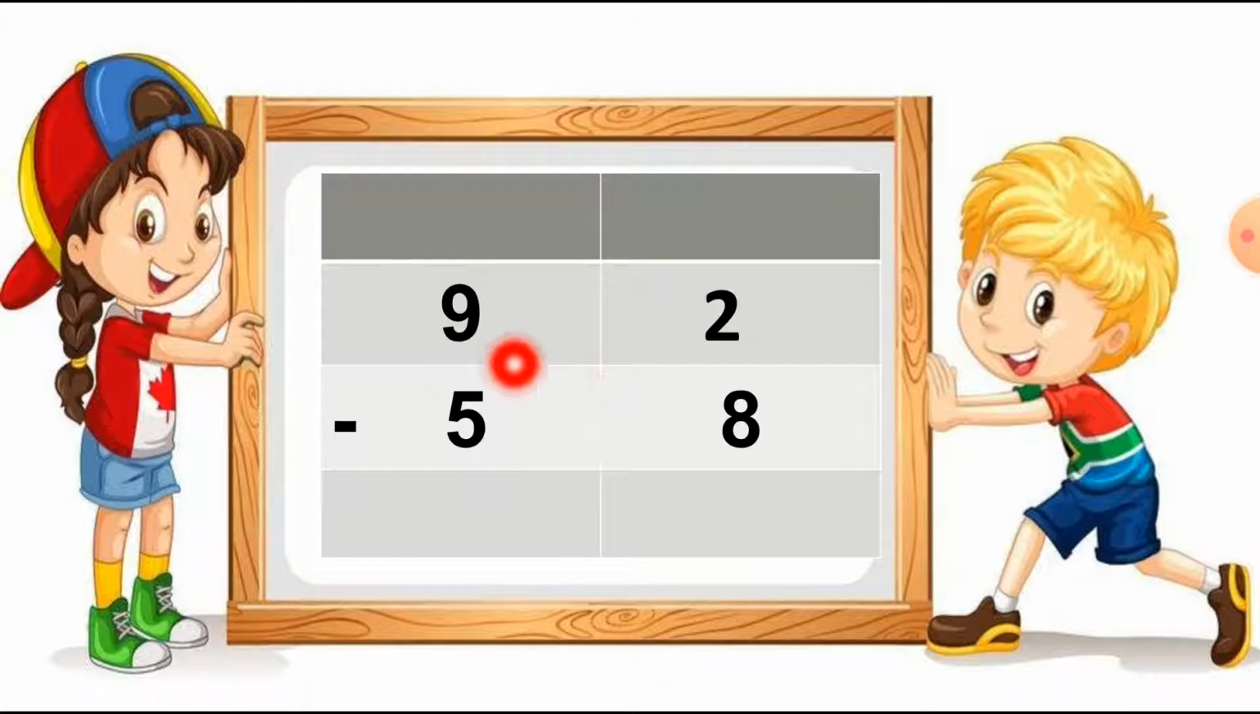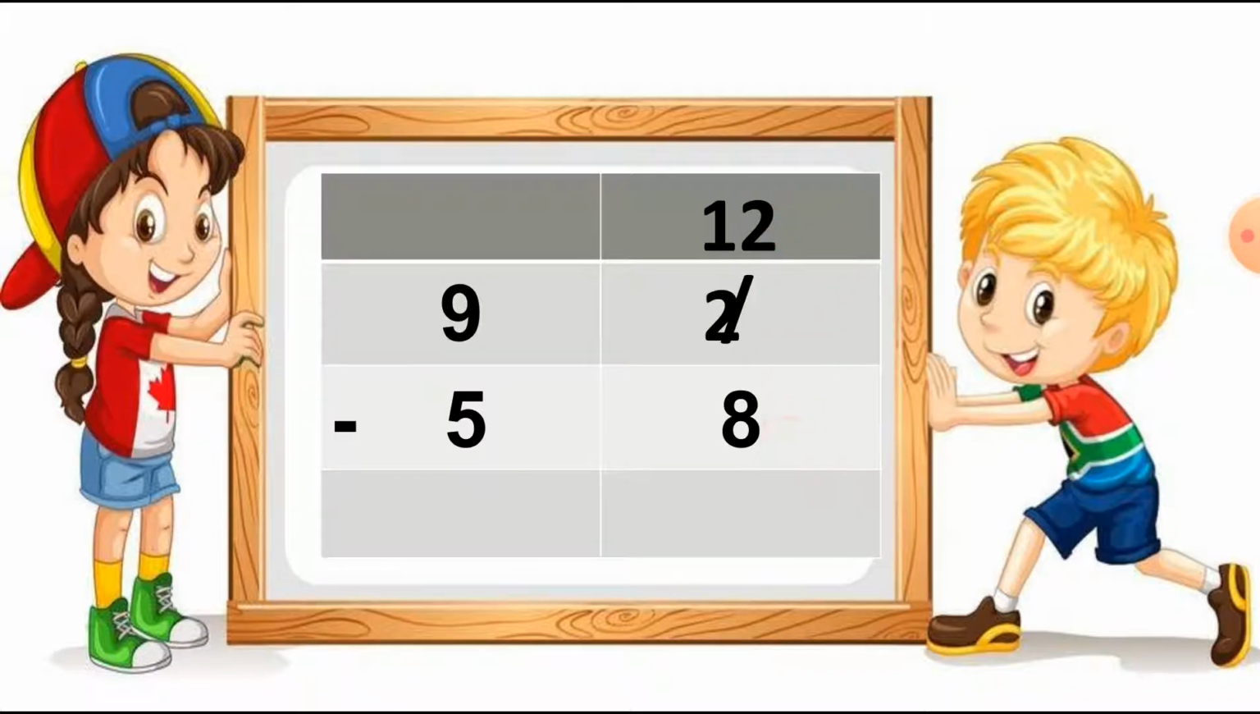Next example, 92 minus 58. In this, 2 minus 8 at the ones column. So 2 is a small number and 8 is a big number. So we can't cut the numbers. So we have to cut 2 and take 10 from the tens column. So 2 becomes a 12. Now we can easily cut 8 from this 12.